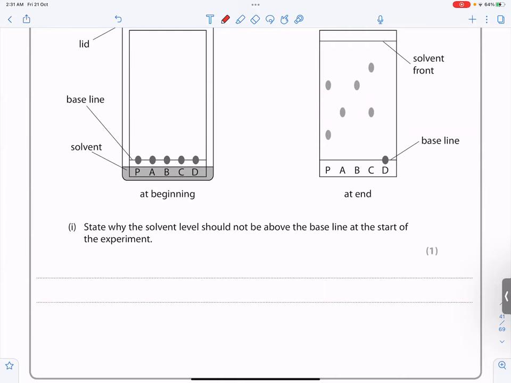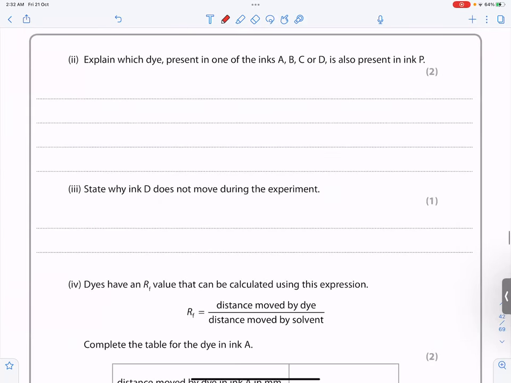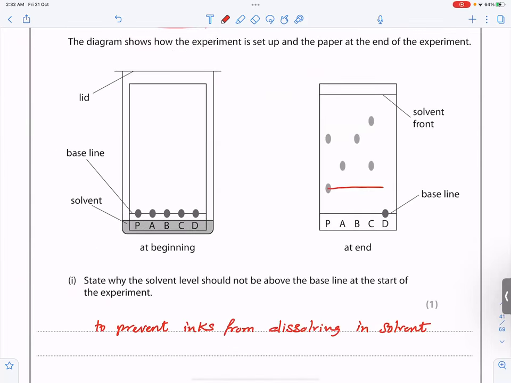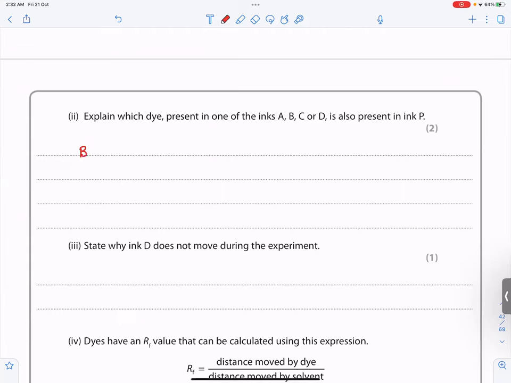State why the solvent level should not be above the baseline at the start of the experiment. The key is to prevent the inks from dissolving in solvent. Explain which dye present in one of the inks A, B, C, or D is also present in ink P. By comparison كده السبوت الأولانية بتاعت P مش matching أي من الـ A B C D لكن السبوت التانية matching السبوت الـ P. يبقى ده معناها إن الإنك اللي موجود في الـ P هو الإنك B.